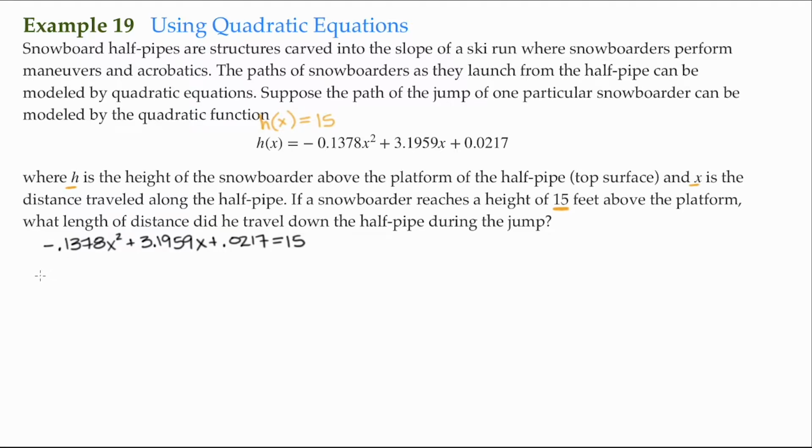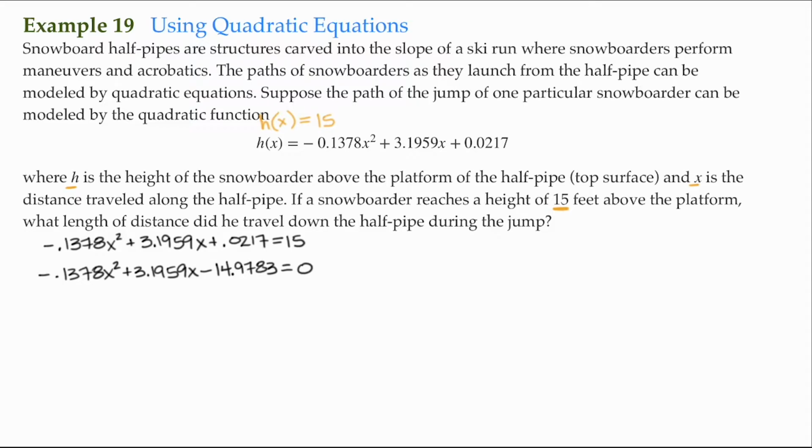So we're going to have negative 0.1378x squared plus 3.1959x. And when we subtract 15 from either side, we have negative 14.9783. And that's going to be equal to 0. So now we have it in standard form. And of course, we're going to use the quadratic formula. There's no way that we can just factor this straight away. We have to use the formula.